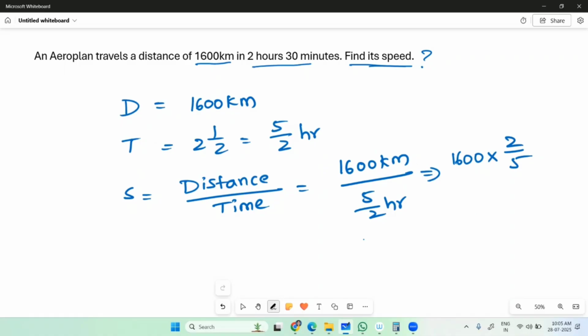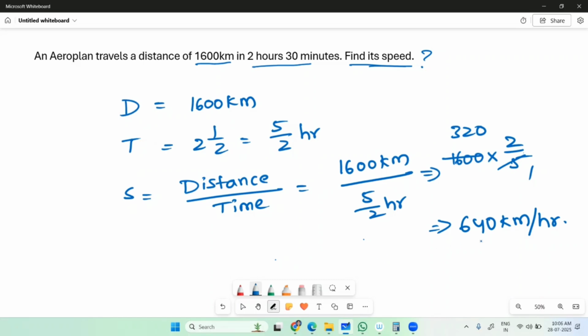This we have learnt in fractions. When you are dividing a whole number by a fraction, we reciprocal it by converting into multiplication. Right? So now let's simplify it. 5 times 1 is 5. 5 times 320 is 1600. So 320 times 2 is 640 kilometers per hour. So the speed of the aeroplane is 640 kilometers per hour.